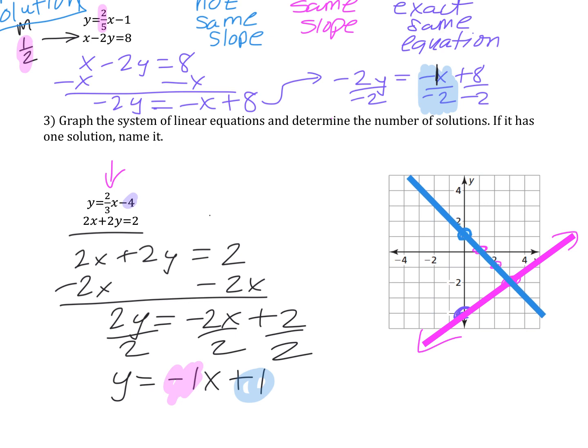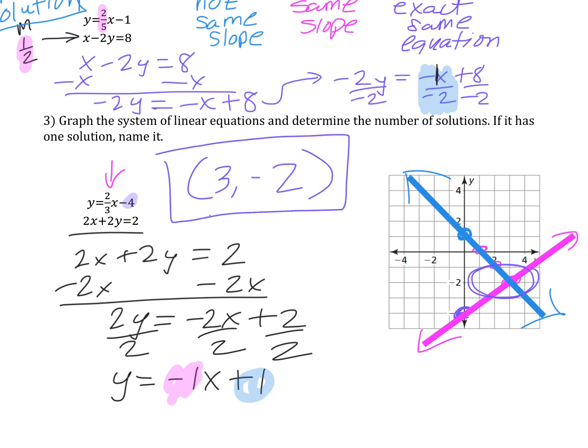So remember, after you've gone through all this work, you see your answer is right there. Don't forget to actually list it out. So it should be 3, -2. Make sure you actually say what the solution is, like where they intersect.